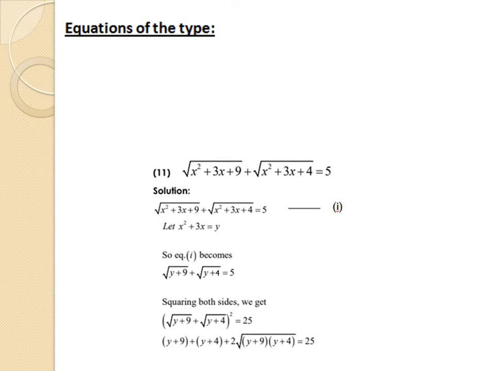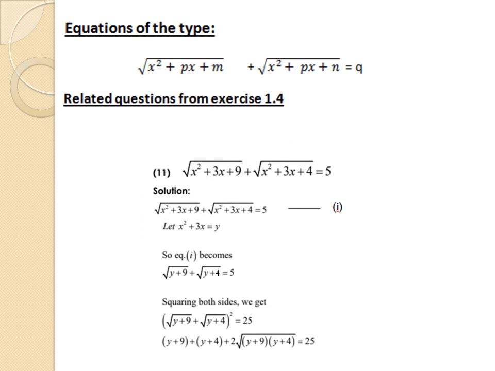Students, now we solve type 3 radical equations, that is, √(x² + px + m) + √(x² + px + n) = q. Here in this equation, students, x is the variable of the equation and all the other alphabets represent constants. Students, identification of type 3 is that you will have two quadratic expressions in the form of a sum or difference. Both will be under the radical sign such that they will have identical square and linear terms.